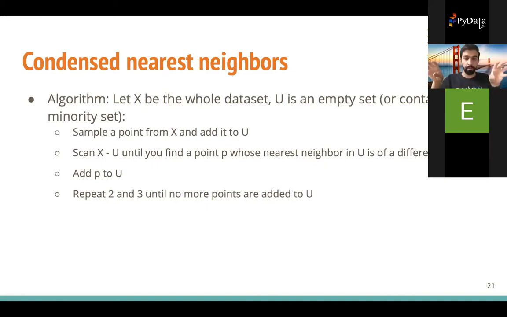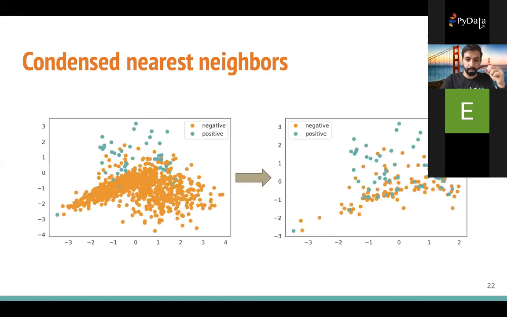Basically, we have the data set X, and then we initialize another set U, and then we scan X and apply nearest neighbors for X in U. Basically, we try to find the nearest neighbors for X in the set U. If its nearest neighbor in U is of a different class and they misclassify it, we add that point to U. And we keep doing that until no more points are added. And it's similar to near miss. It tries to keep the points on the boundaries.